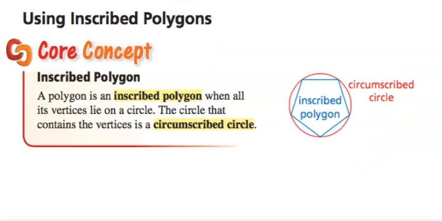Alright, so a polygon is an inscribed polygon when all the vertices lie on the circle. Cool, so vertex, vertex, vertex, vertex. The circle that contains the vertices is a circumscribed circle. Cool, I got it. A little core concept there. So the circle that contains the vertices is a circumscribed circle, and a polygon is an inscribed polygon when all the vertices lie on the circle.